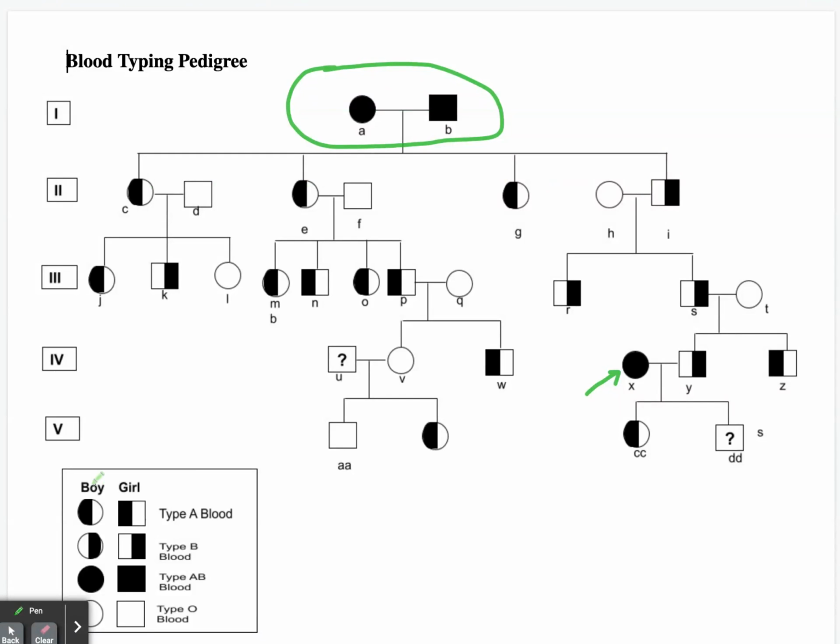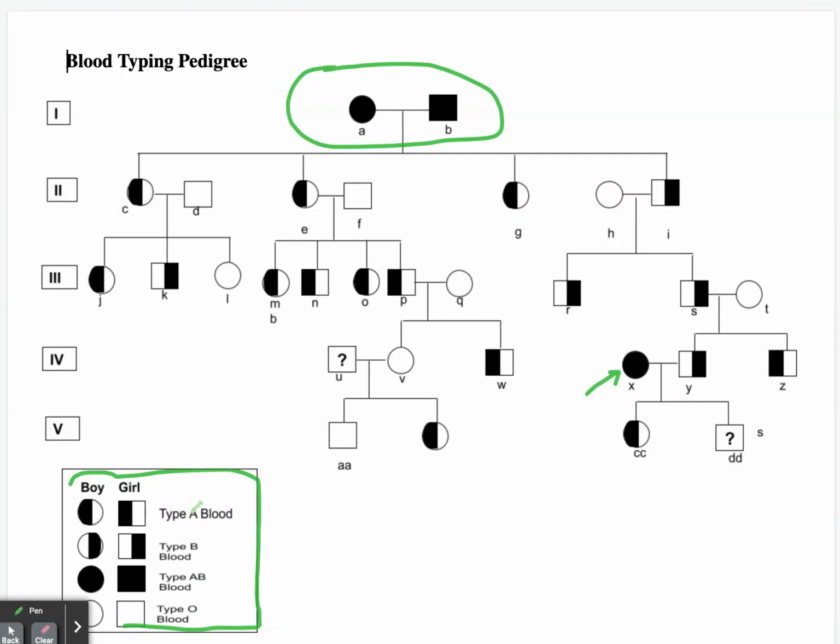Also embedded will be a key down here at the bottom. It could be at the top; it's going to be someplace to orient you. So circles are going to be male, and squares are going to be female. In this pedigree, it could be different in different pedigrees. The author will define it. It will then define what the different shapes are as far as the characteristics.